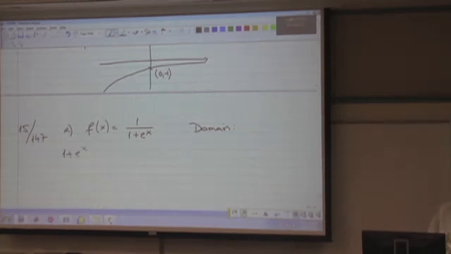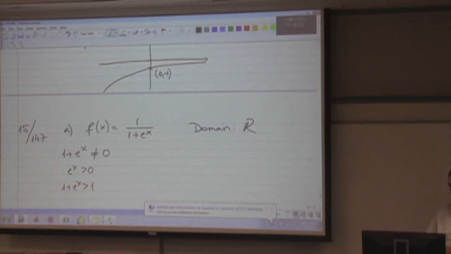1 plus e to the x has to be non-zero, right? If it's 0, you can't divide by 0, right? However, e to the x is strictly bigger than 0. 1 plus e to the x is actually strictly bigger than 1. Clearly it can't be 0, right? So since it can't be 0, the domain is everything. Is that making sense?